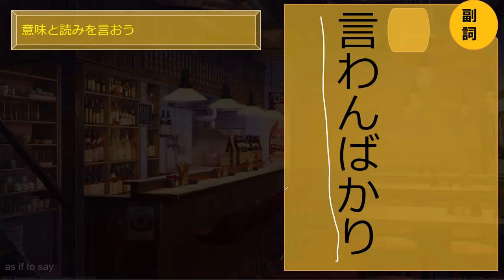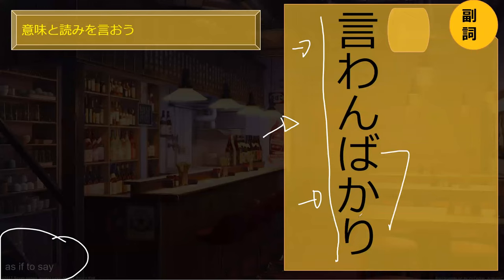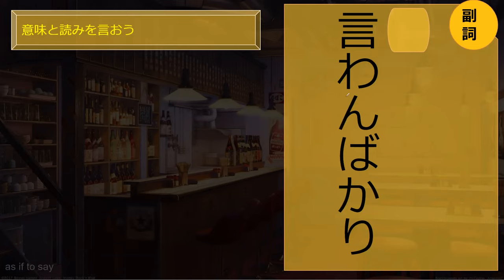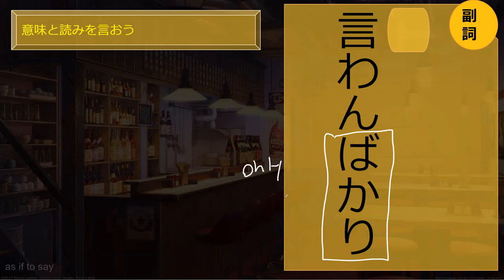Iwan bakari. This does not mean what you would guess it would mean. It means as if to say. So it is related to iu, but bakari means basically like dake. Iwan bakari, but it means as if to say. So this bakari, usually by itself, it means only. You only bakari, as in all you do is talk, right? You iwa, you bakari. As usual, this is all you do, right?